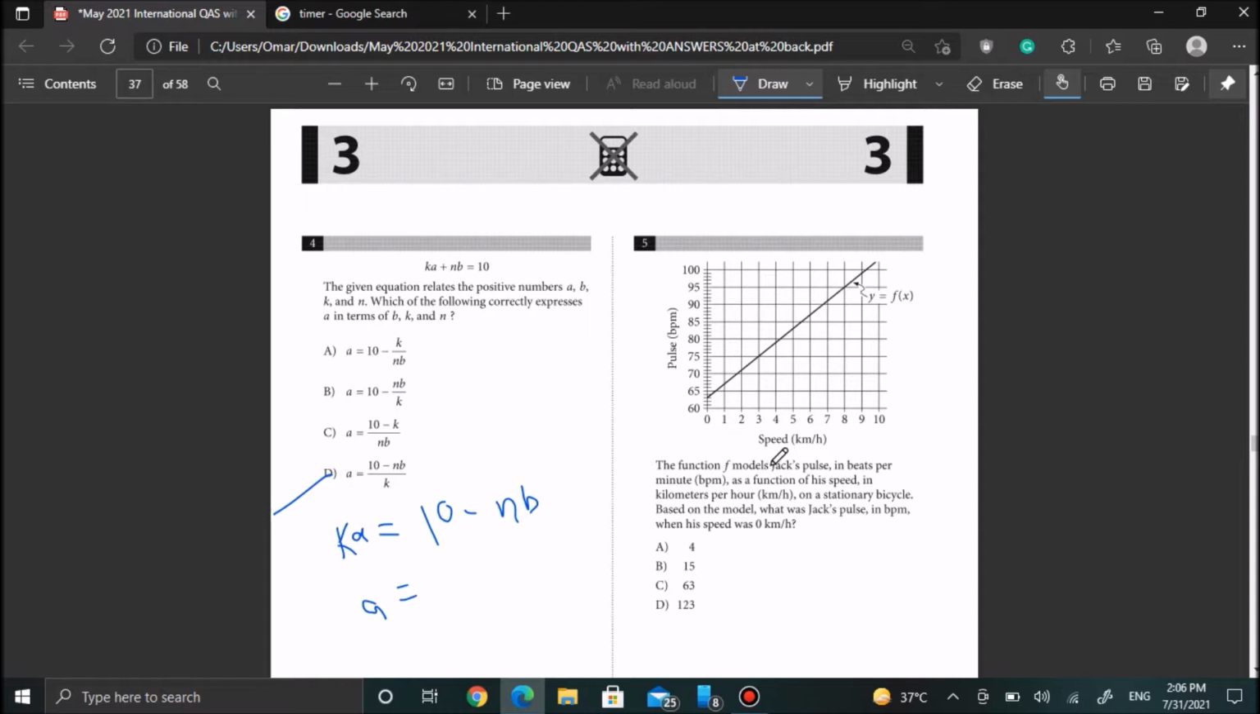Alrighty, next. The function models Jack's pulse in beats per minute as a function of his speed in kilometers per hour on a stationary bicycle. Based on the model, what was Jack's pulse when his speed was 0 kilometers? Obviously, you just take a look here. It's between 60 and 65. The only choice that meets this criteria is choice C. As you can see here, it's between 60 and 65.